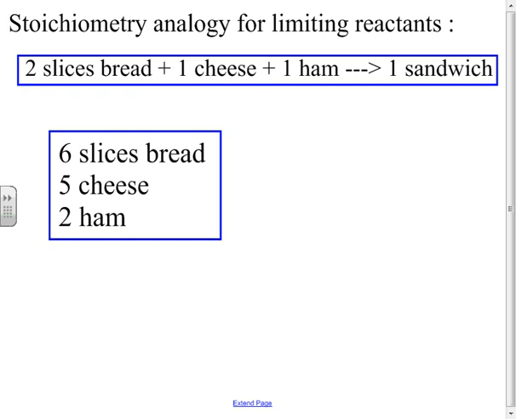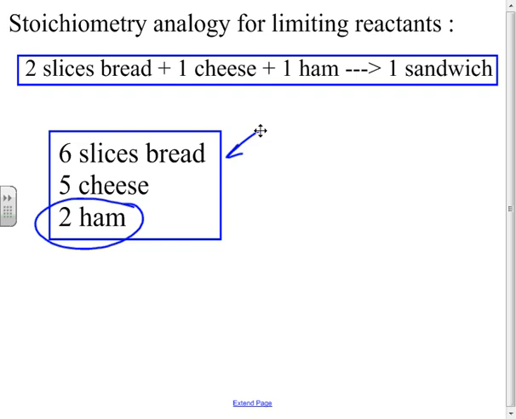If we make a chemical equation for a sandwich, such as 2 pieces of bread plus 1 piece of cheese plus 1 piece of ham equals 1 sandwich, and then we go to our kitchen and this is what we find: 6 pieces of bread, 5 pieces of cheese, 2 pieces of ham. We can only make 2 complete sandwiches because ham is the limiting reactant. We will run out of ham before we run out of the cheese or the bread. And so the ham determines how many sandwiches we can make. It is the limiting reactant.